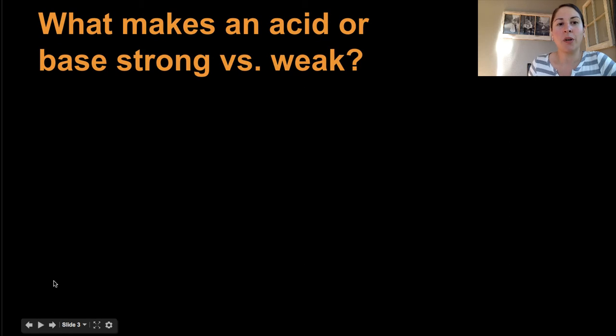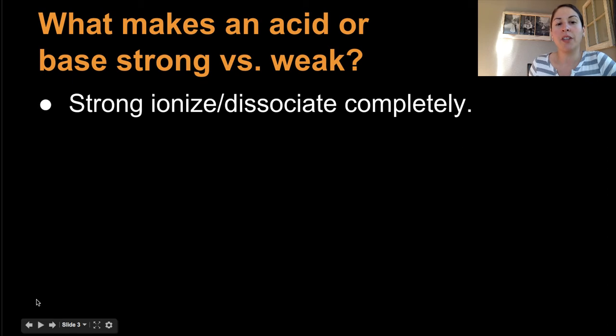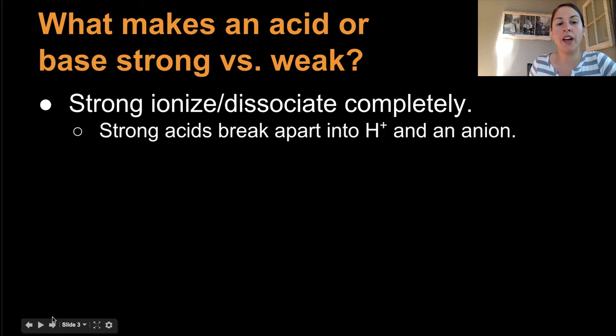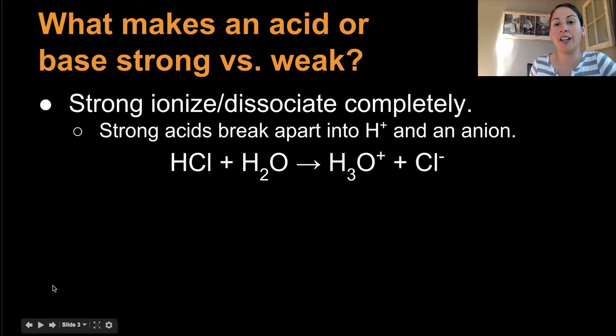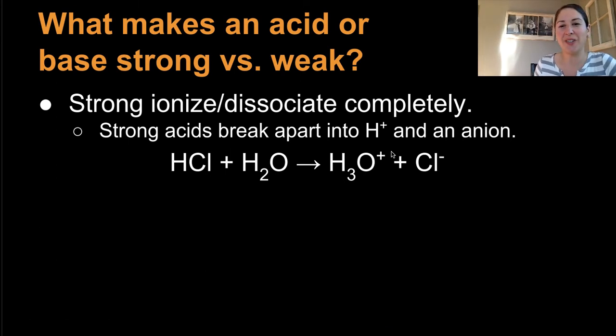So what makes an acid or a base strong versus weak is the question of the day. And a strong one is something that is going to ionize or dissociate completely. So whether it's a strong acid or a strong base, they will dissociate or ionize completely. And so what we find is that with strong acids, they break apart into the hydrogen ions and an anion, and of course that hydrogen ion, a cation, is going to form with water in order to make a hydronium ion. And so here's hydrochloric acid. When you put it in with water, it's going to dissociate into that hydronium ion and chloride ion. And so we see it breaks apart completely.